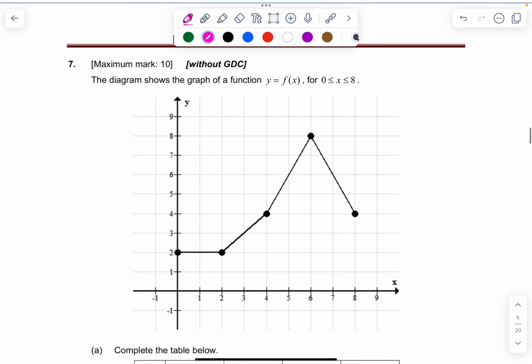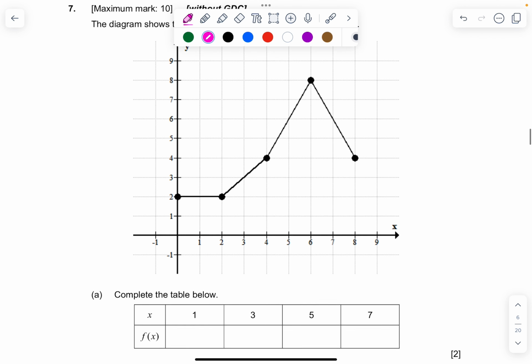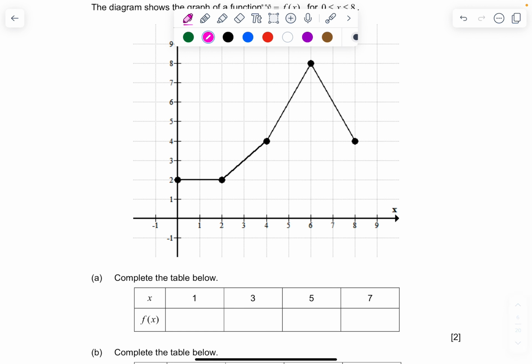Question number 7. The diagram shows the graph of the function. Complete the table. F of x at 1. At 1 what is it? 2. At 3 it is going to be 3. At 5 it's going to be 6. And at 7 also it's going to be 6.